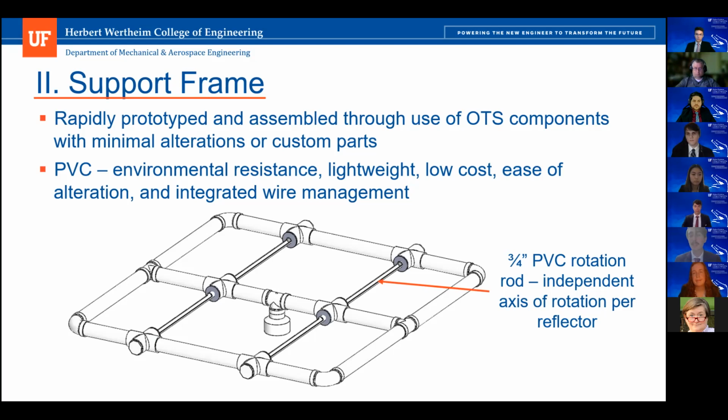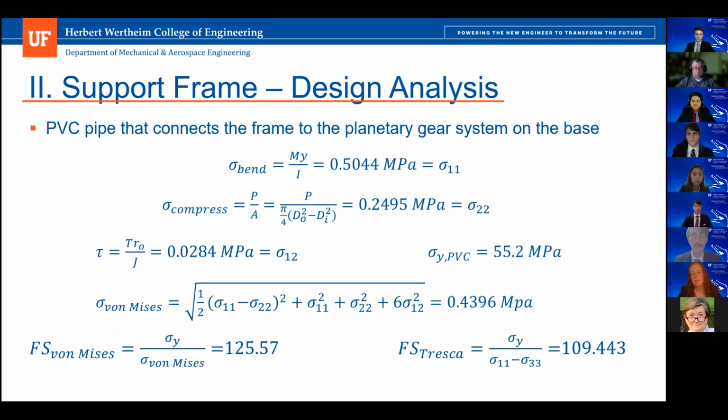Part alterations and custom parts were included sparingly and with the sole purpose of improving subsystem synergy or system function overall to meet customer needs, such as the thrust-bearing engagement surface, drilled hole in the central T to mate with the 3/8 inch threaded rod, and access holes in the bottom of the crosses to insert set screws. The area of most concern within the support frame was the small length of PVC pipe connecting the frame to the planetary gear system of the base.